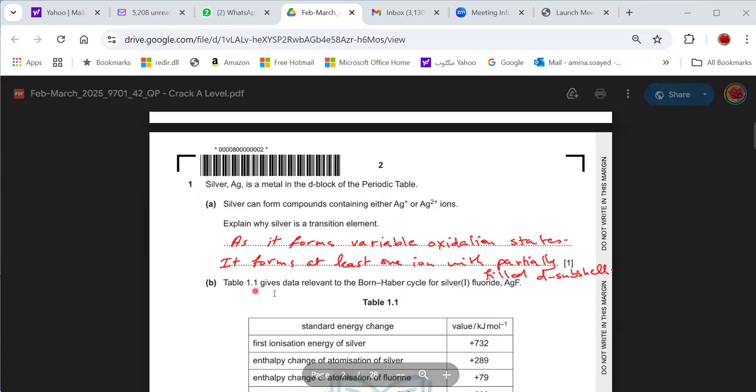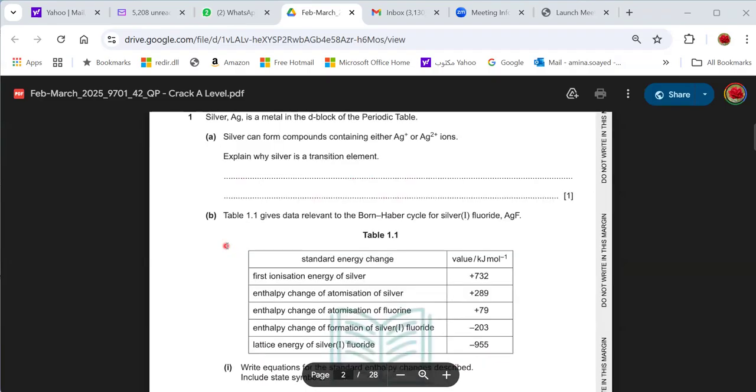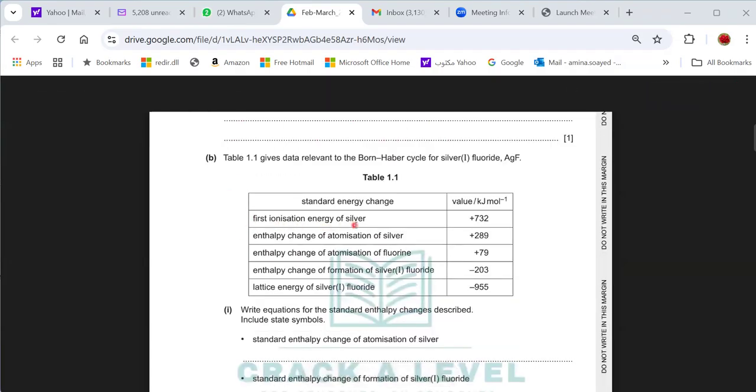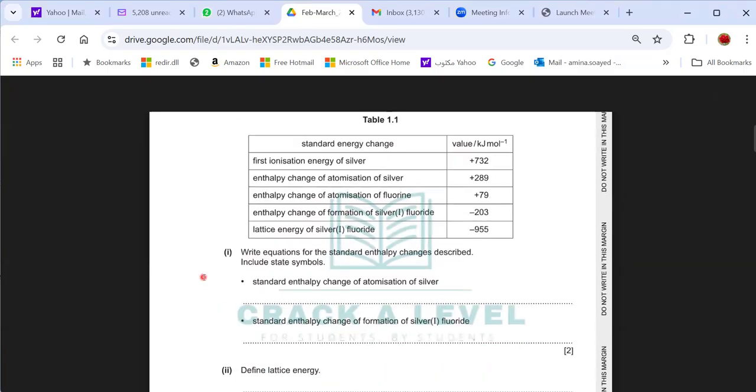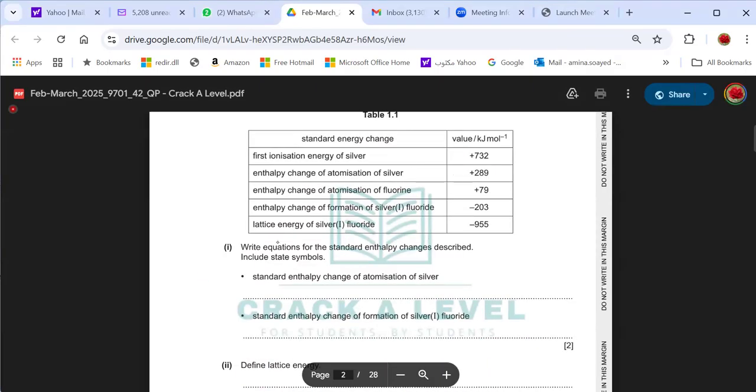The next question says table 1 gives data relevant to the Born-Haber cycle for silver 1 fluoride. They gave us the first ionization energy of silver, the enthalpy change of atomization of silver, the enthalpy change of atomization of fluorine, enthalpy change of formation of silver 1 fluoride, lattice energy of silver 1 fluoride. Now they said, write equations. So you see they want equations. Write equations for the standard enthalpy change described, include state symbols.